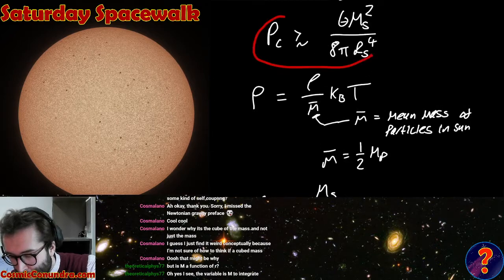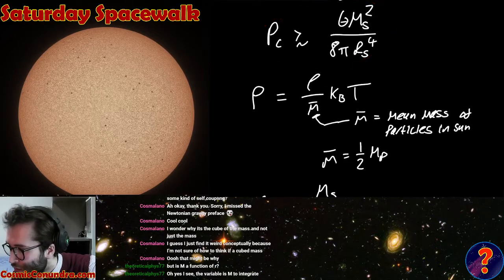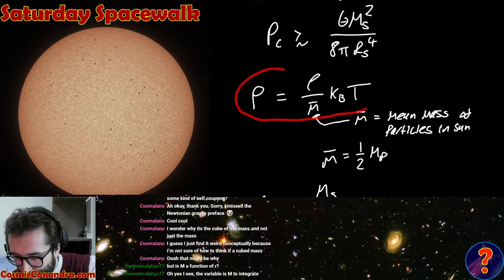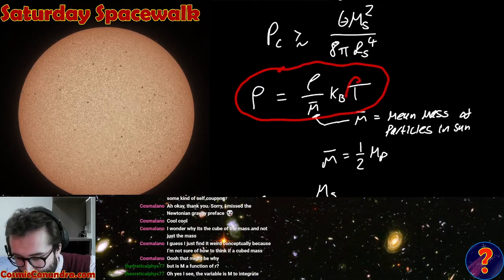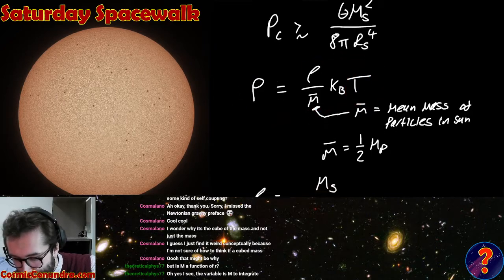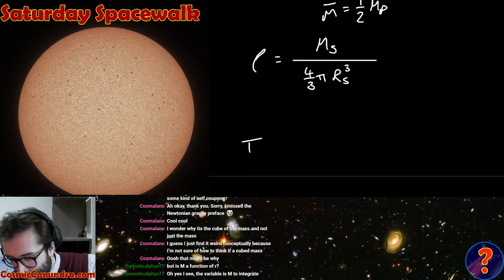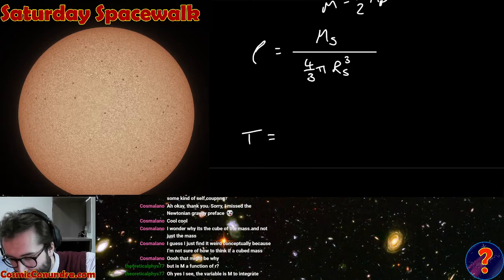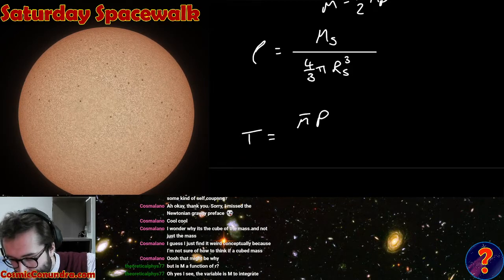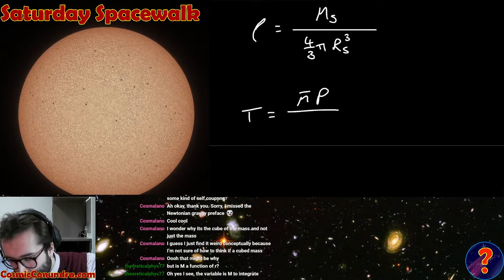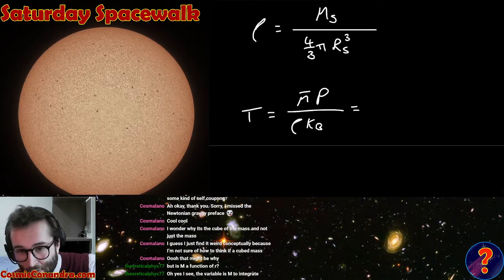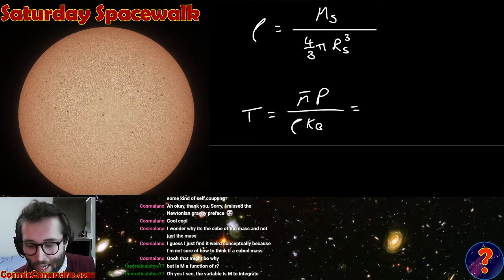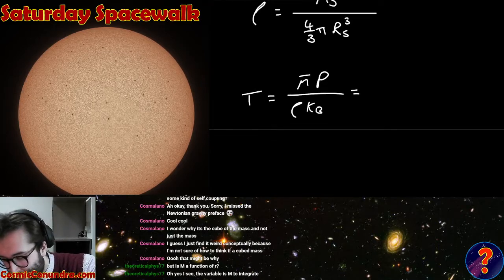So we have the core pressure. What we're looking for is the temperature at the core. So we're rearranging the equation of state here, the ideal gas equation, to give us temperature. So temperature will be given by m bar pressure over rho kB. And now we just have to sub these things in. Okay, that's what temperature is given by.